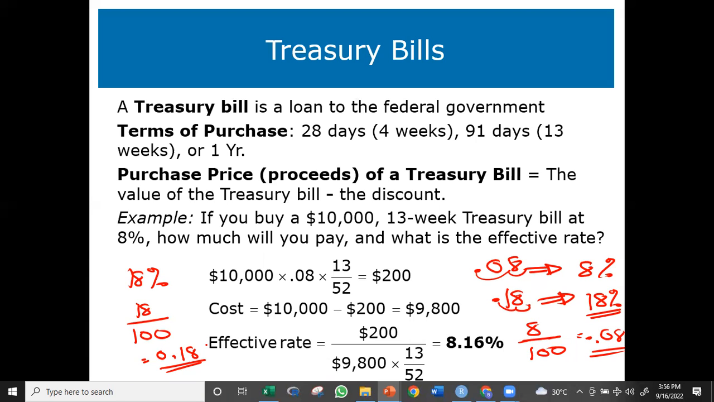If the bank invites you to invest in a treasury bill, for the $10,000 investment, what you're only going to give is 9,800, and then at the end of the 13 weeks, you'll be getting $10,000. So this is similar to a discount. We're the investor here. What we're going to pay is not the face value, but the face value minus the discount. So this makes it a simple discount.